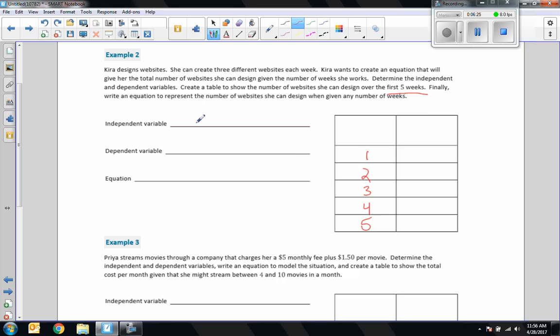So the independent variable in this situation is number of weeks worked. The number of weeks she works does not depend on how many websites she creates. You wouldn't say, oh, well, she created 6 websites, so she must have worked 2 weeks. We don't go that direction. We would say, if she works 2 weeks, then she could make 6 websites. It makes more sense that way. So the dependent variable is therefore number of websites designed.